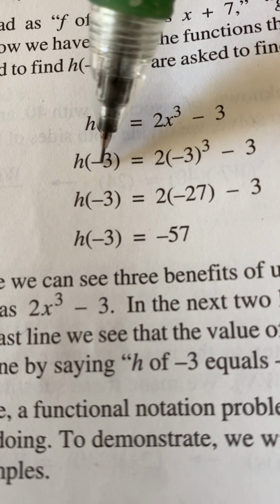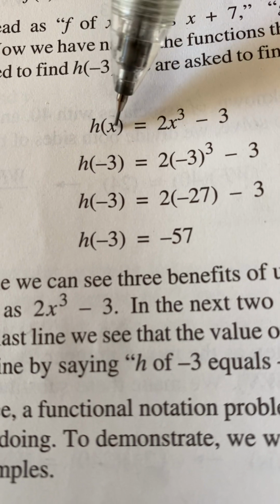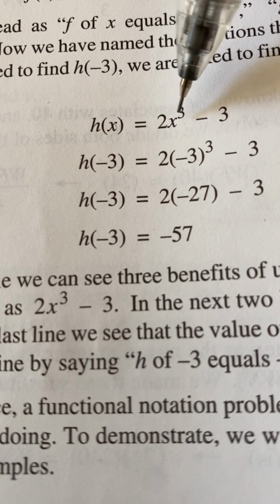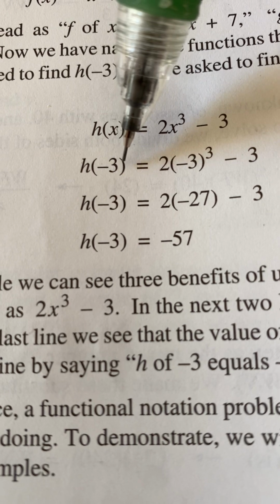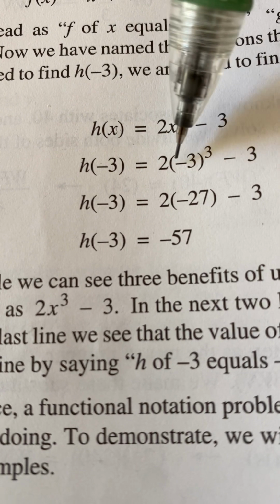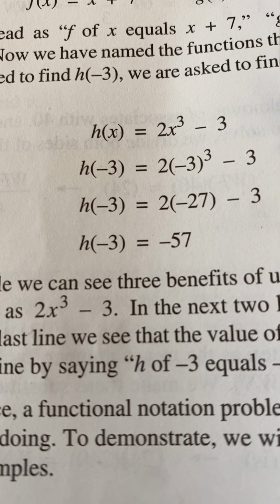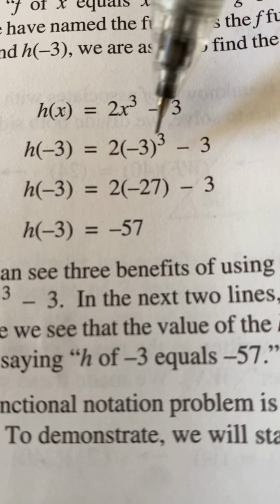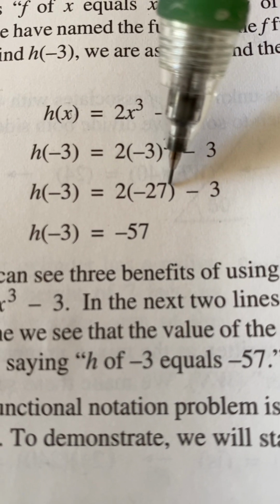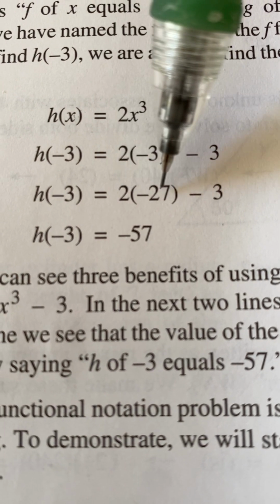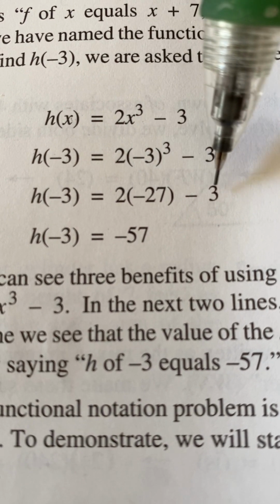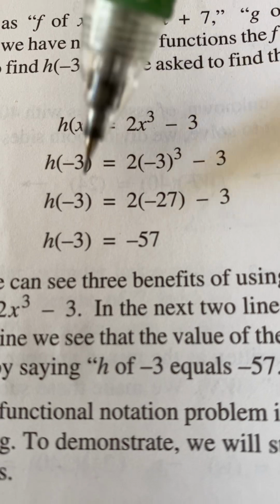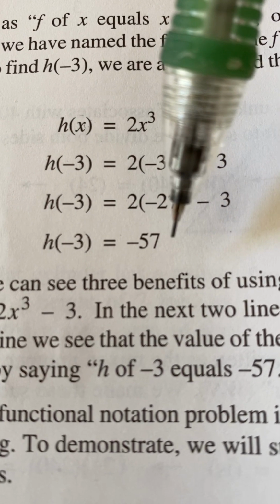And when you see h of -3, this means that we are going to put in a -3 wherever there is an x in the equation. So h of -3 will be 2 parentheses -3 cubed minus 3. Now when you evaluate this, make sure you do PEMDAS. -3 quantity cubed will be -27. Multiply 2 times -27, that is -54. Minus 3 more would give you -57. So the value of h of x when x equals -3 is -57.